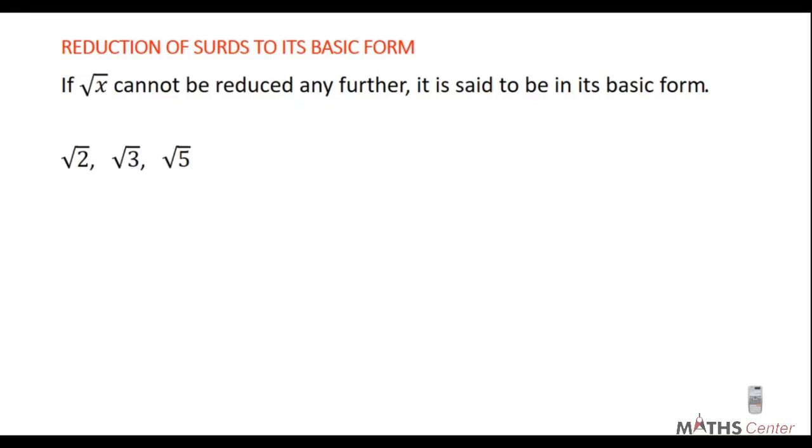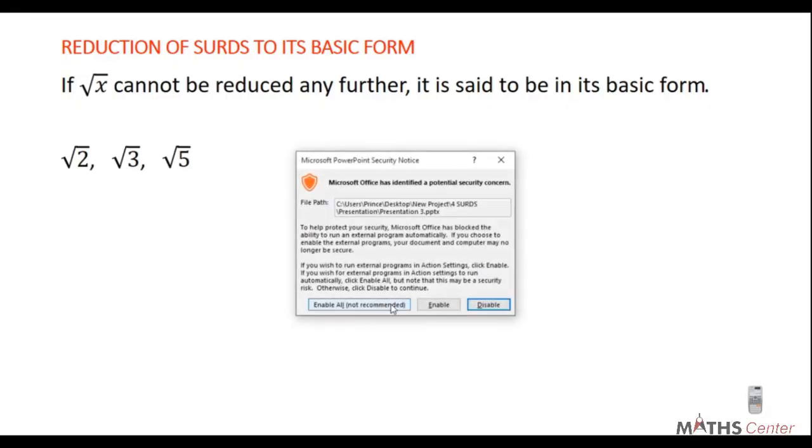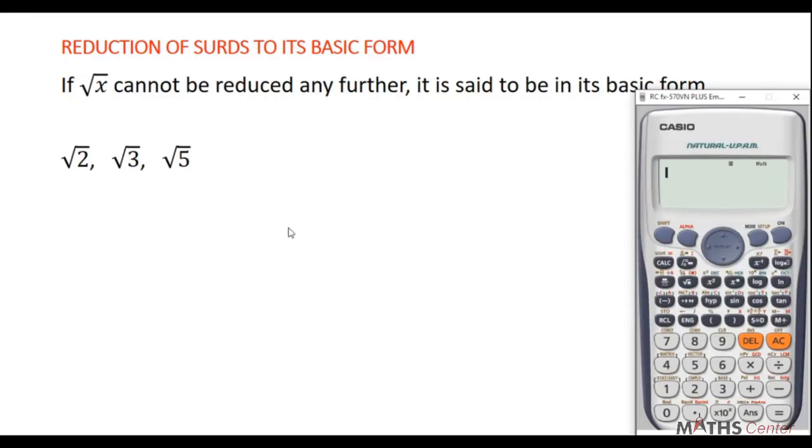We have square root of 2, square root of 3, and square root of 5. Now, how can you see whether a surd can be reduced further or not? I'm going to show you how you can use your calculator to determine that. So, let's press square root of 2 on our calculator. Now, when you press equal to, you see the calculator is giving you a square root of 2, which means that the surd is in its basic form. It can't reduce it any further.